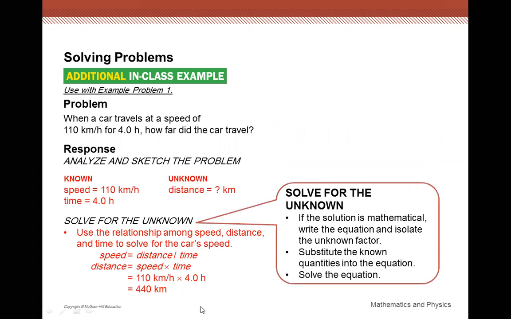These are the steps for solving any mathematical or physics problem. First, I have to read it, analyze it, and write what I have and what I need to find. Then I will write the formula that I need to find the unknown, then I will do the substitution, and then I will solve the problem at the end. Don't forget to write the unit at the end of what you calculate. Here I give you the speed in kilometers per hour and the time in hours, so I will get the distance in kilometers.